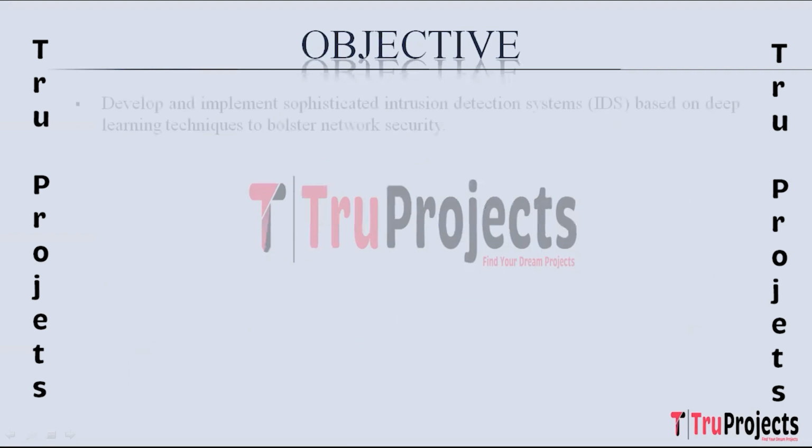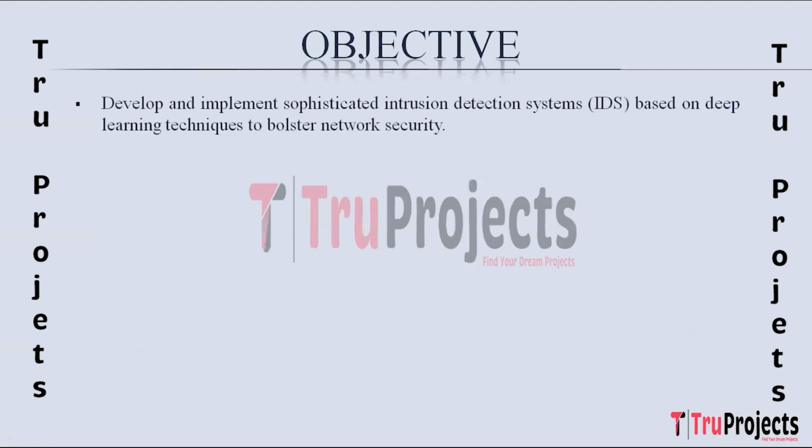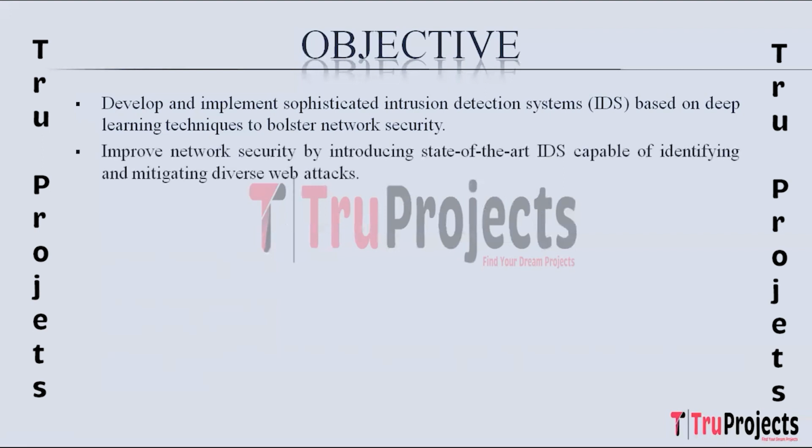Objective of the project. As I mentioned earlier, the primary objective focuses on creating intrusion detection systems that leverage advanced deep learning techniques. The emphasis is on designing systems with intricate capabilities to enhance the overall security of computer networks. By introducing state of the art IDS, the project seeks to significantly improve network security.